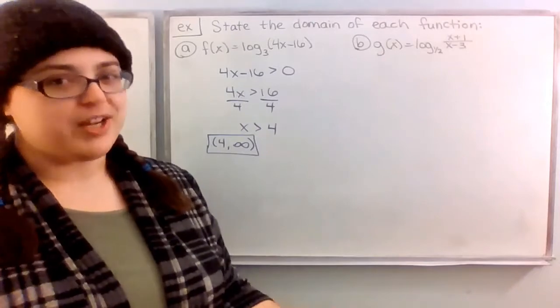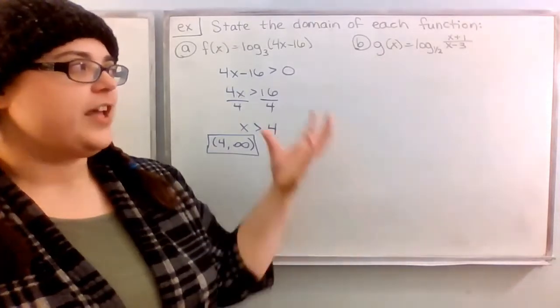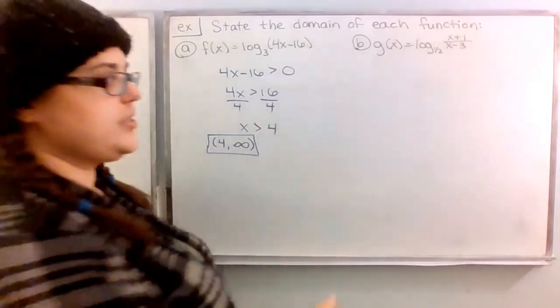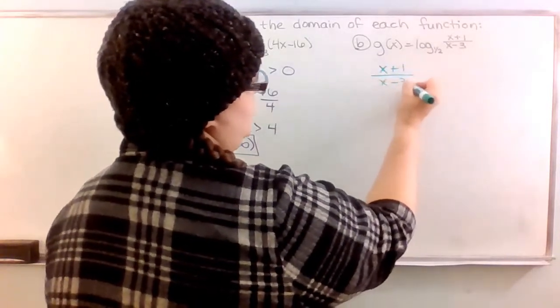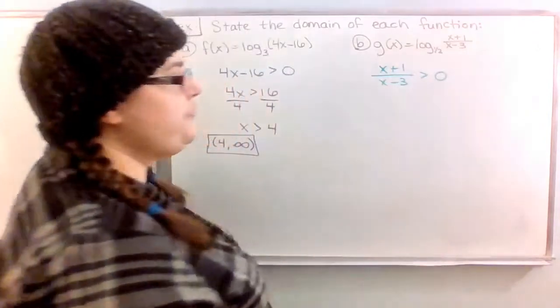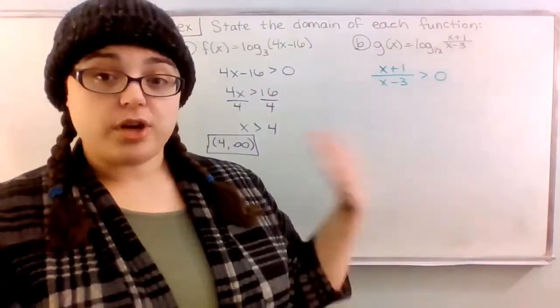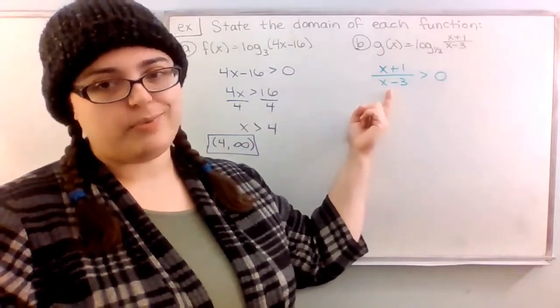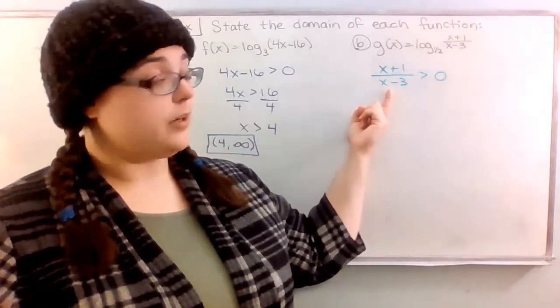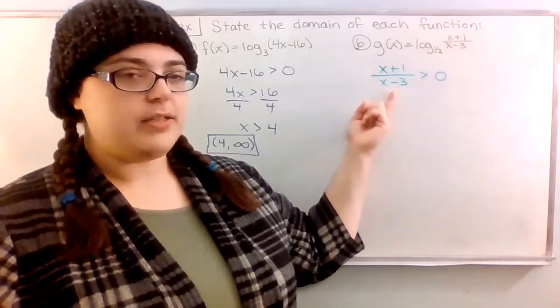So we'll approach it in much the same way. We have to take the stuff that's on the inside and make it greater than 0. So we have x plus 1 over x minus 3 is greater than 0. Now, you should also be keeping in the back of your mind that x can't be 3 either, because that would cause an issue with the denominator. So we'll bear that in mind.